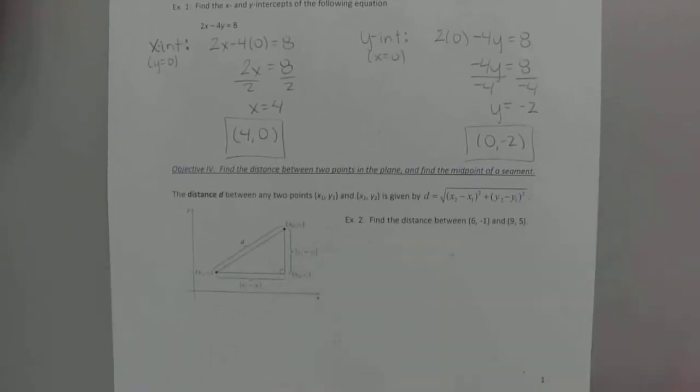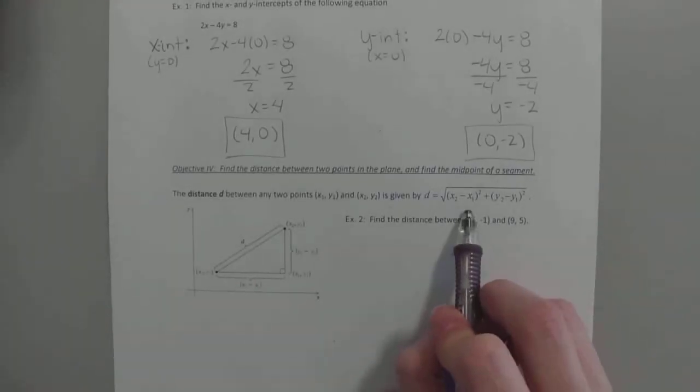It's finding the distance between 2 points in the plane and finding the midpoint. So if 2 points are exactly left and right of each other, it's easy to just count over. Or exactly up and down from each other, it's really easy to just count up. But if it's like catty corner, it's like, what is that distance? So here's the distance formula.